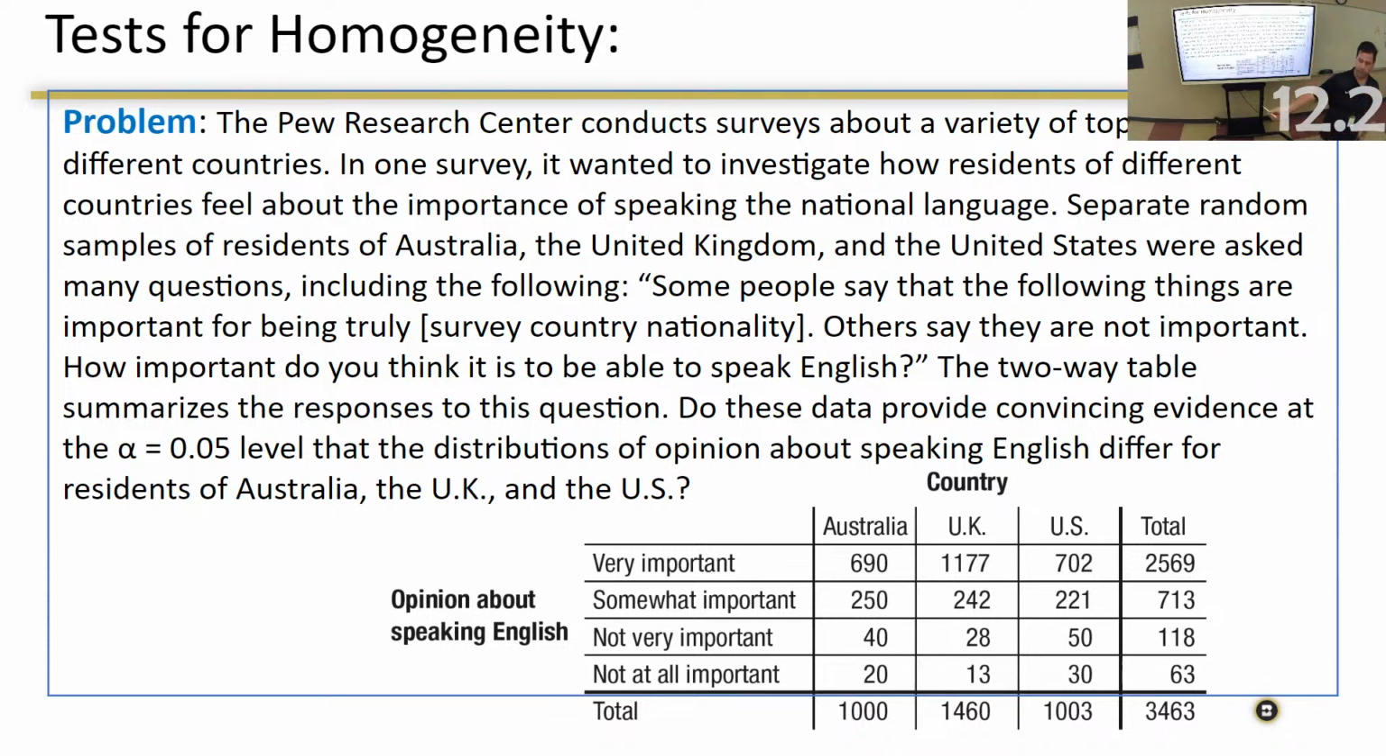Question about all that stuff. The hardest thing about these, I think, is the Ho and the Ha, because everything else is the same. And I'm going to get my Ho and my Ha from my question, and then I don't have to worry about it. The hardest part's naming the test. But if they have independent random samples, it has to be a test for homogeneity.